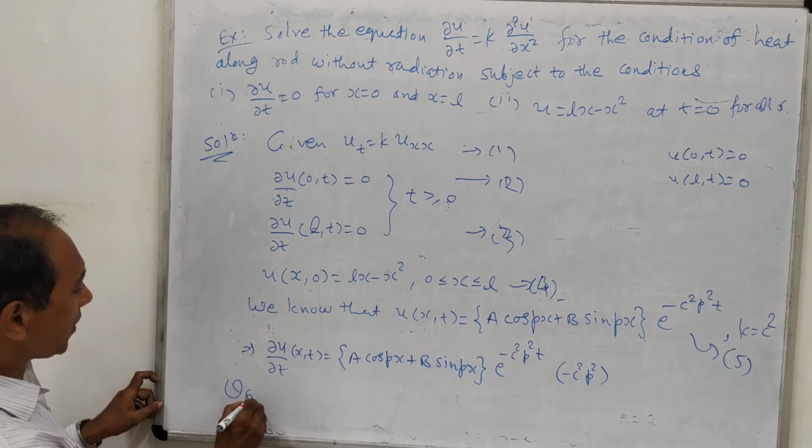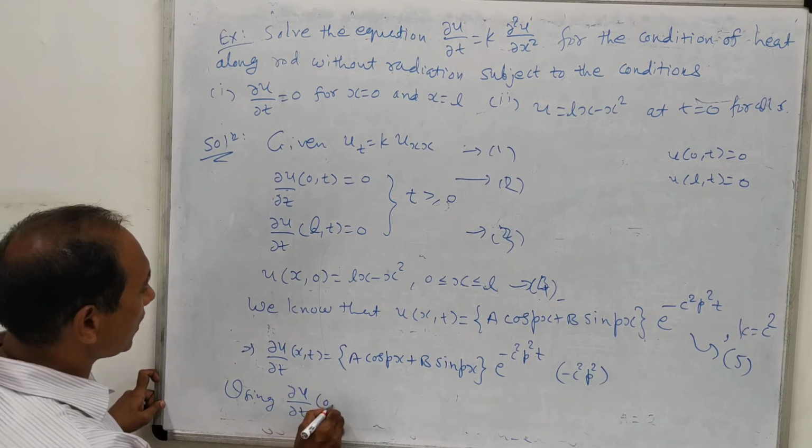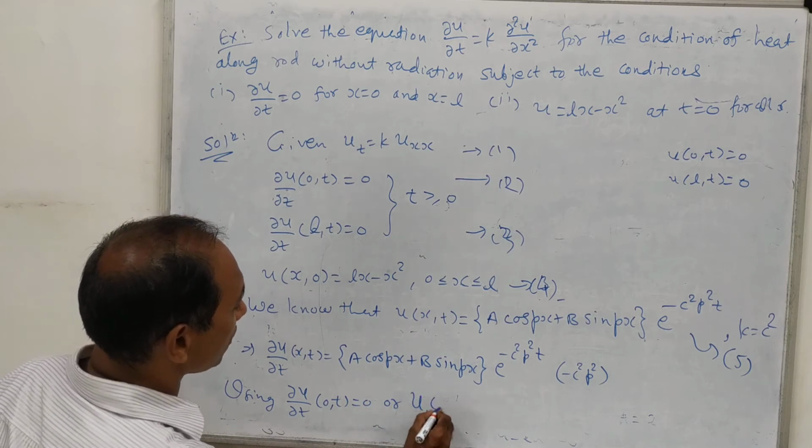Now we will use the first condition, del u by del t 0 comma t equal to 0. Sometimes it may also be written as ut 0 comma t equal to 0.